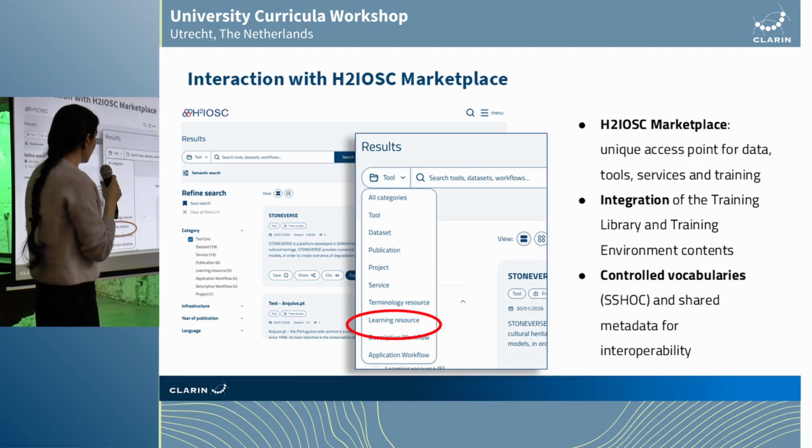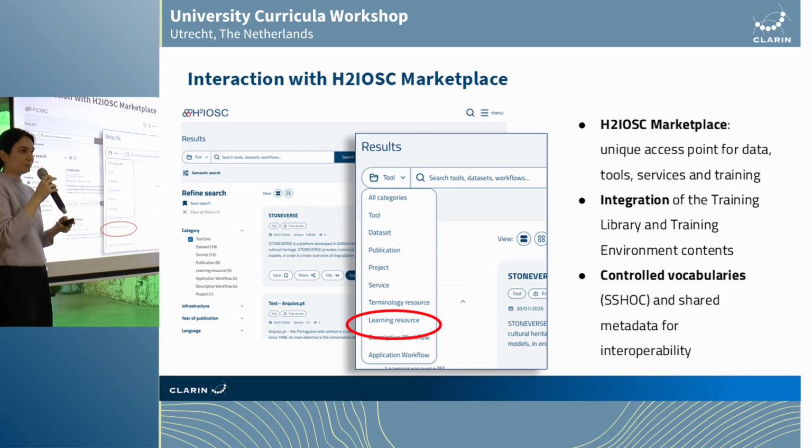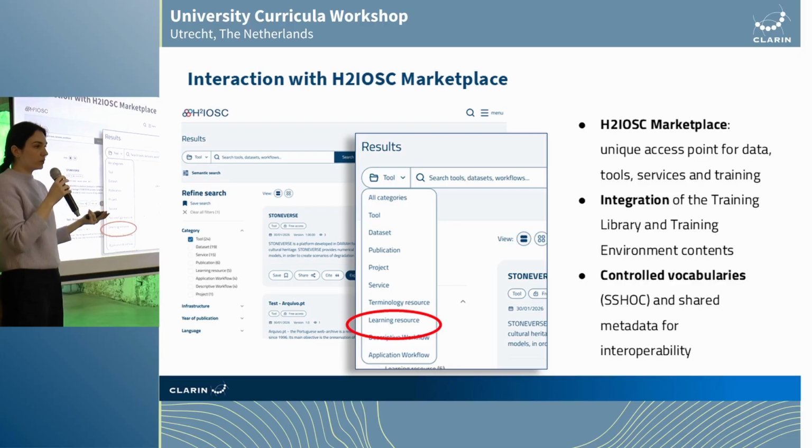So this is like a snapshot of how those objects are visible in the H2IOSC marketplace, and basically the mapping of the metadata was done so that the 2 different objects, which are courses for students and training materials for teachers, are both considered as learning resources, but they are basically distinguished by their target audience. So as I said before, courses for students and training materials for teachers.